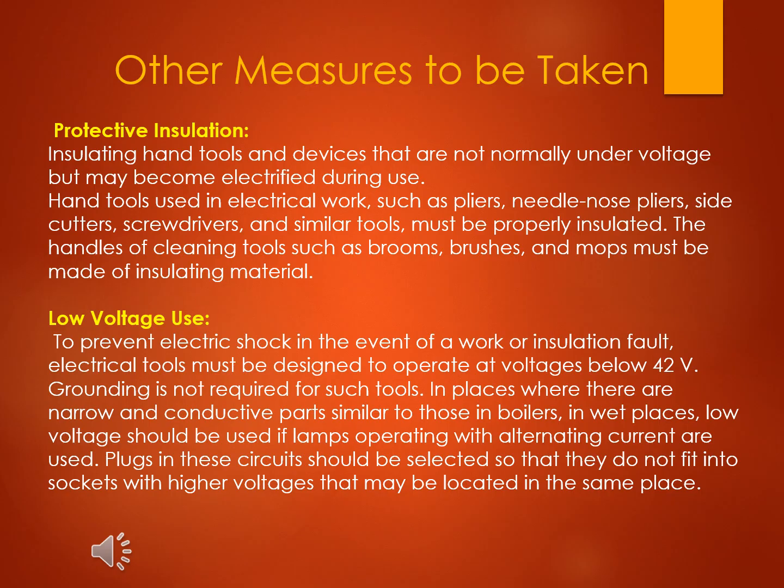In places where there are narrow and conductive parts similar to those in boilers, in wet places, low voltage should be used if lamps operating with alternating current are used. Plugs in these circuits should be selected so that they do not fit into sockets with higher voltages that may be located in the same place.